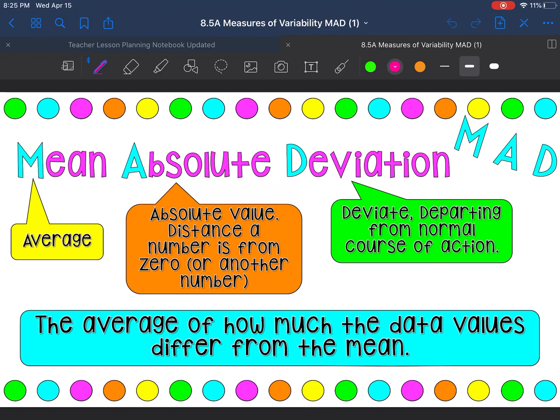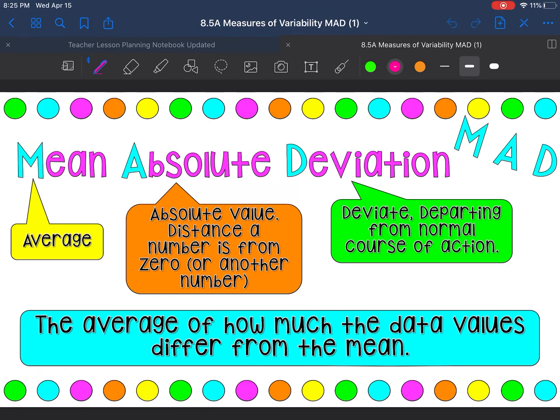So now that we know a little bit more about measures of variability, let's talk about mean absolute deviation, also known as MAD. So what does MAD stand for? Let's break each word down. Mean, we know what that is. We talked about that in the first lesson for this topic. That's the average. That's where we add all the numbers together and we divide by the amount of numbers we added together. That gives us the average. Absolute. We talked about absolute value earlier this year. Absolute value is the distance a number is from zero or another number. Remember, it is always, always, always positive.